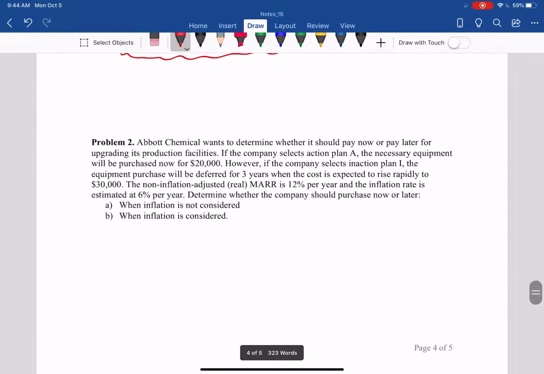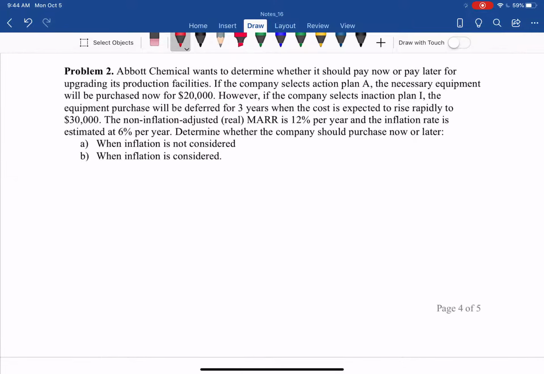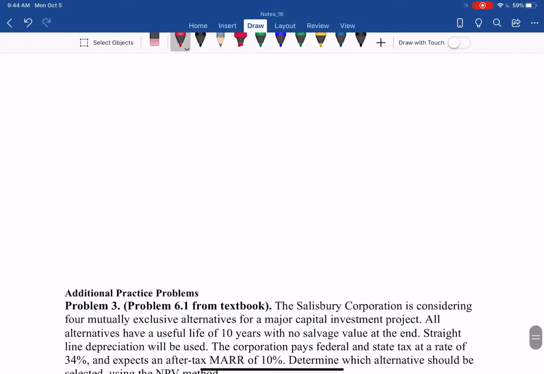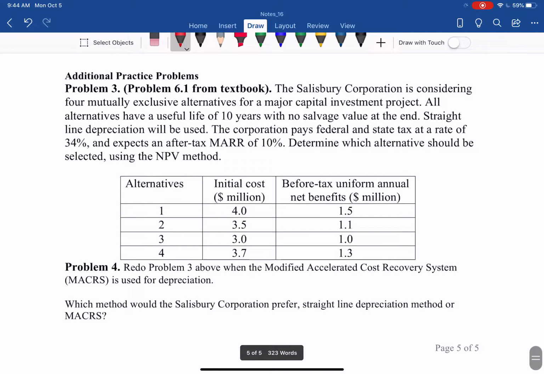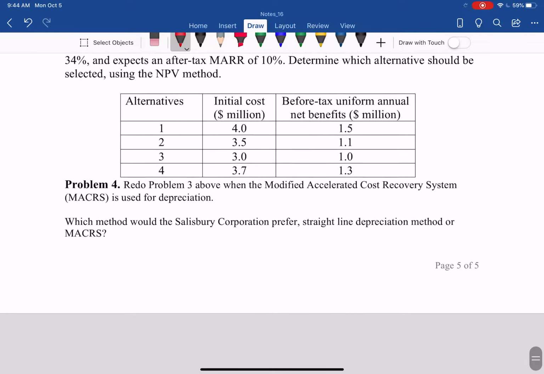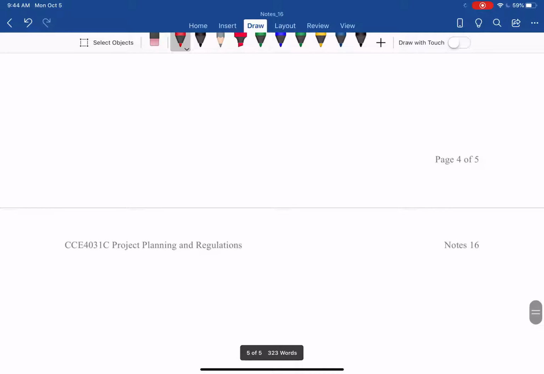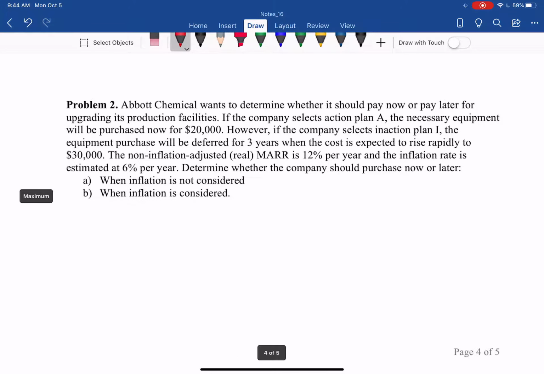So let's go to work on problem 2, the last problem. And of course you have additional practice problems that you should practice, with the solutions available. We have 2 today. So let's work problem 2 here.